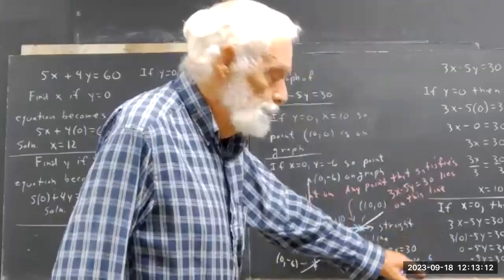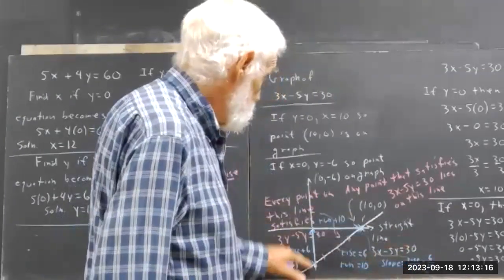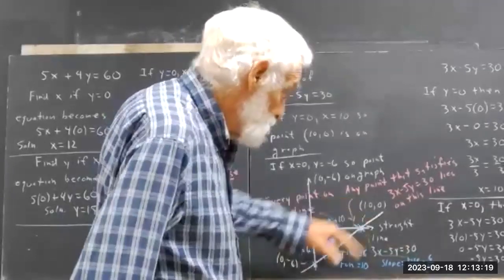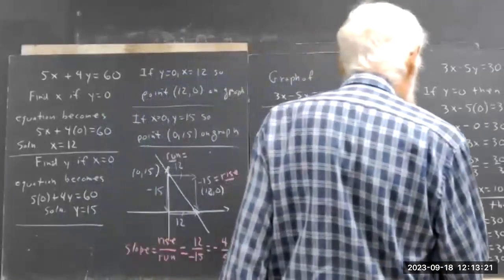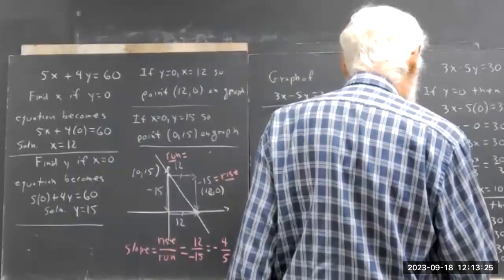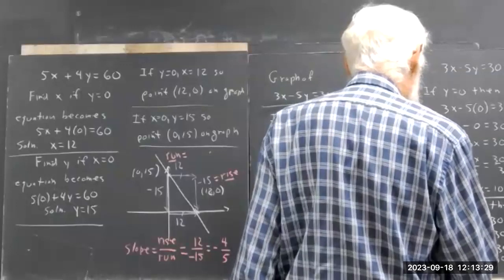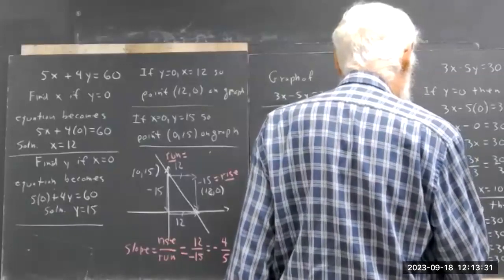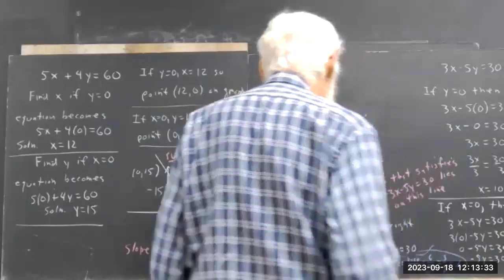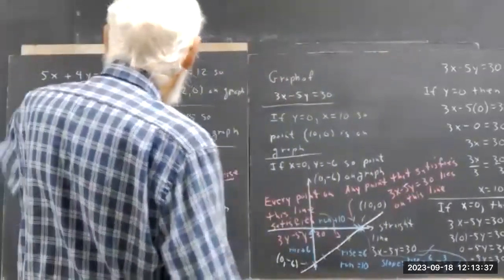And that is 6/10. Rise is 6. Right there it is, 6. You can see it. The run is 10. That equals 3/5. And it also turns out to equal 0.6. All right.